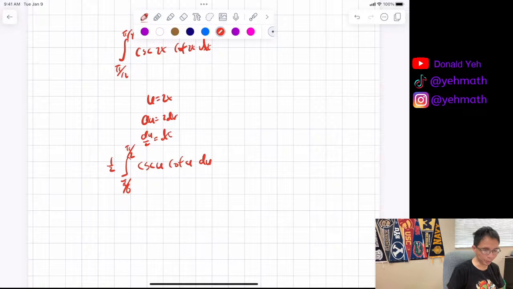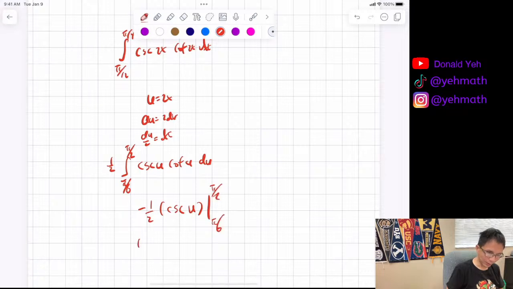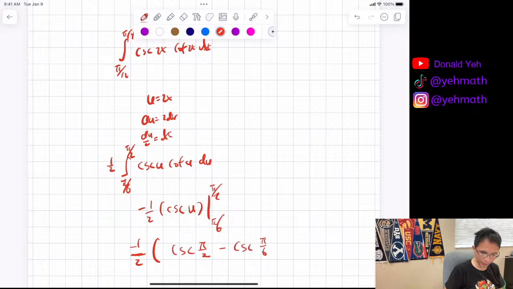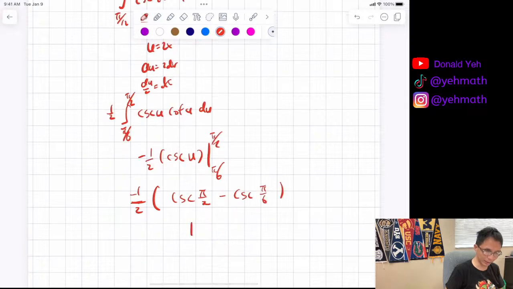So then what's the integration of cosecant of u, cotangent of u? Negative cosecant, right? Between pi over 2 and pi over 6. So negative 1/2 times cosecant of pi over 2 minus cosecant of pi over 6. Cosecant of pi over 6 is 2, right? I think. So it's equal to 1/2.